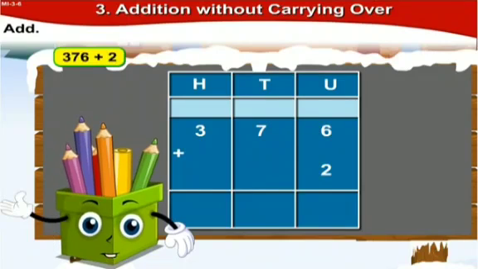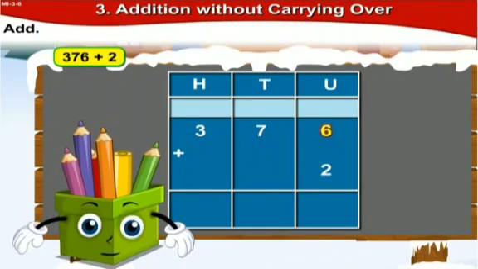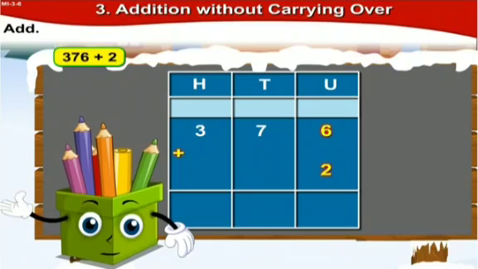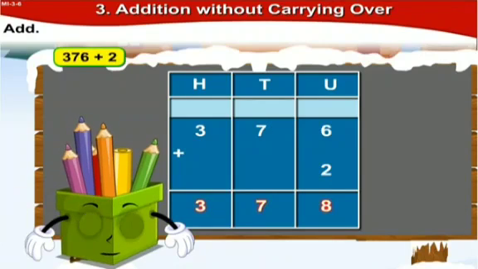We'll begin our addition from the units column. 6 units plus 2 units is 8 units. Under tens column, we have 7 tens, so we'll write 7 over here. And under hundreds column, we have 300, so we'll write 3 over here. So the answer is 300, 7 tens, 8 units. That is 378.